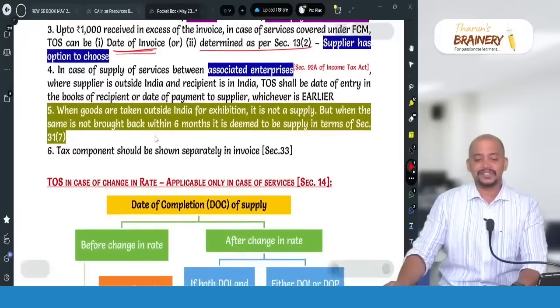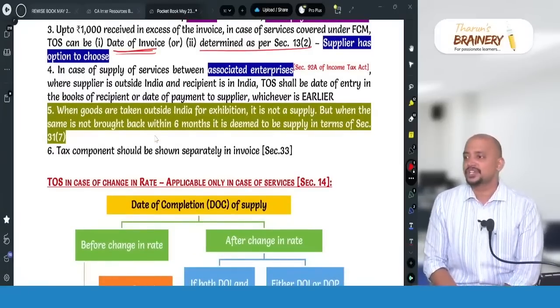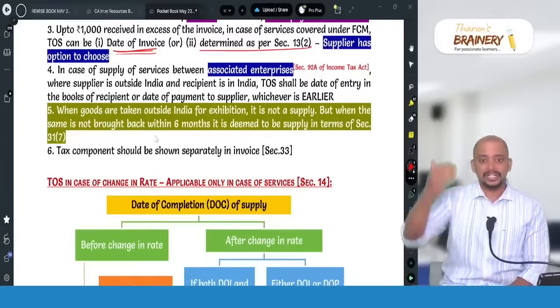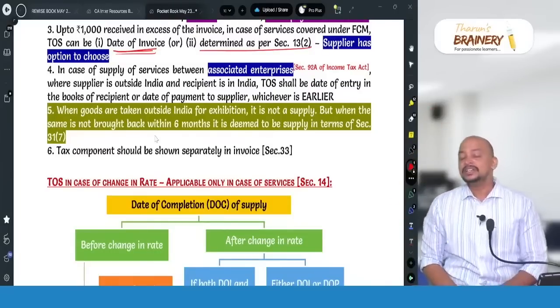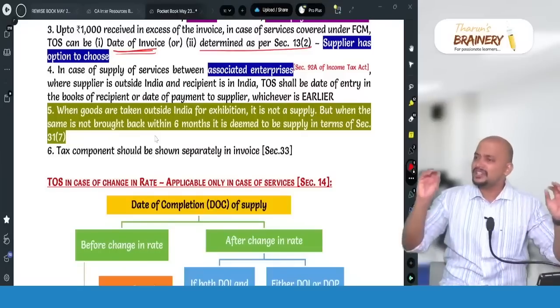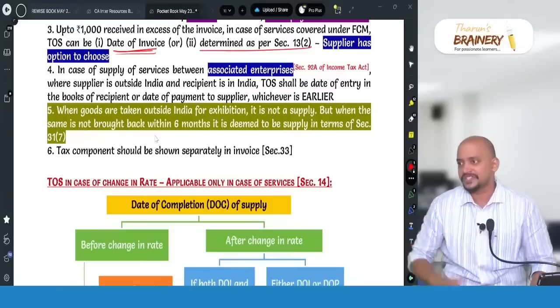Then in case of supply between associated enterprises, associated enterprise as per section 92A of the Income Tax Act, the 26% one rule is there. So there is a big list of transactions. So in case of import of services from associated enterprises, generally for import of services, what will be taken as the time of supply? RCM. Import of services RCM.